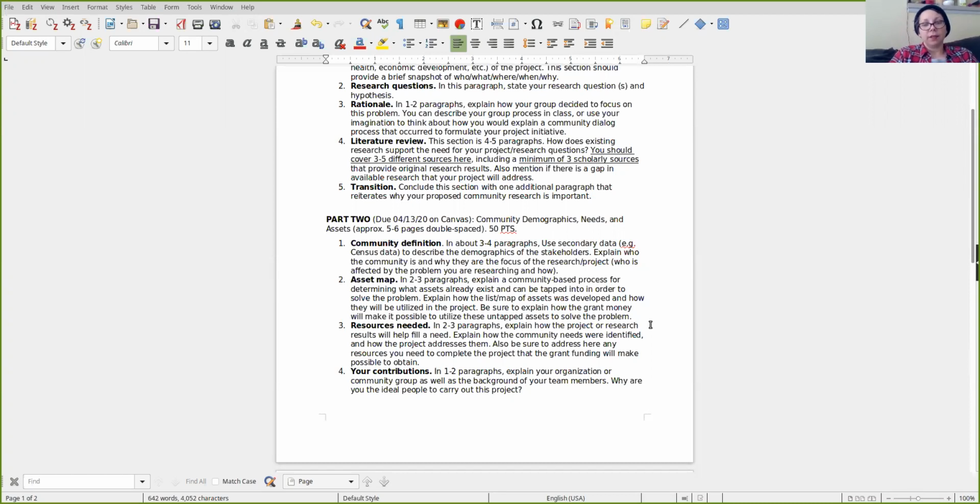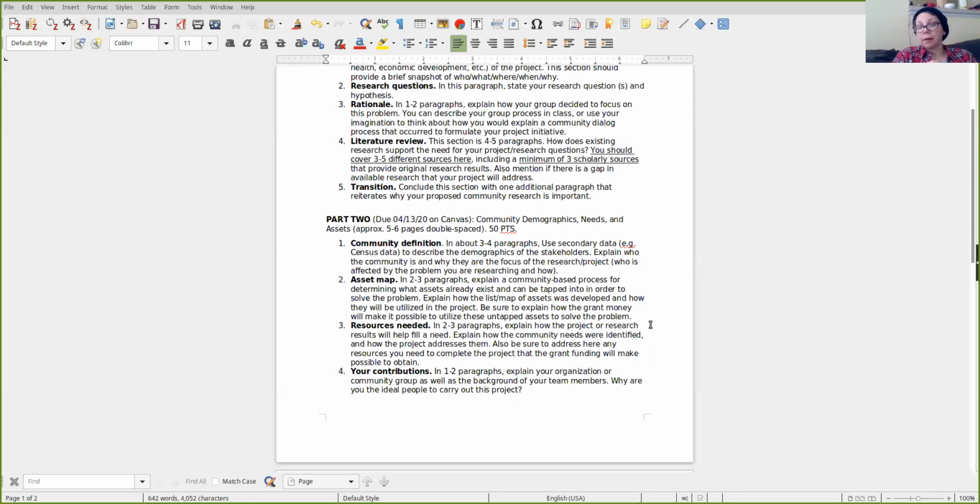The next piece of it is going to be talking about the gaps. What are the resources that you need? So this is a funding proposal, right? You're asking for money. So where are the holes that you're going to need some funding to make it happen? Maybe you have the people and you have the contacts through your assets, but you're going to need a conference room to meet in, or we're social distancing.